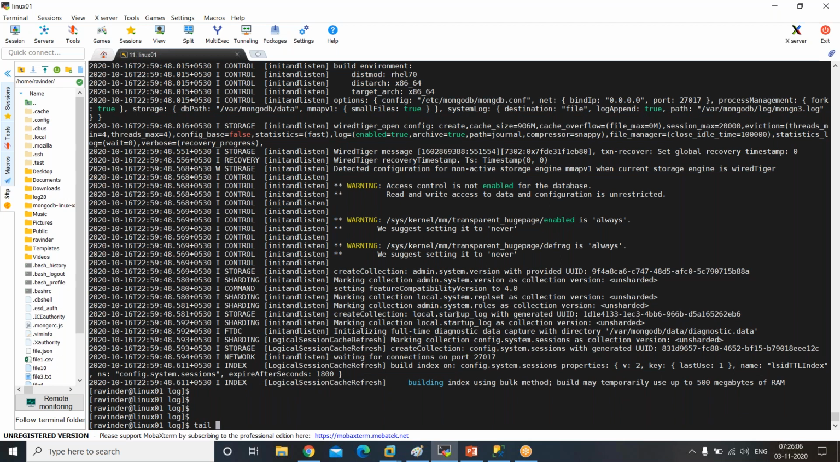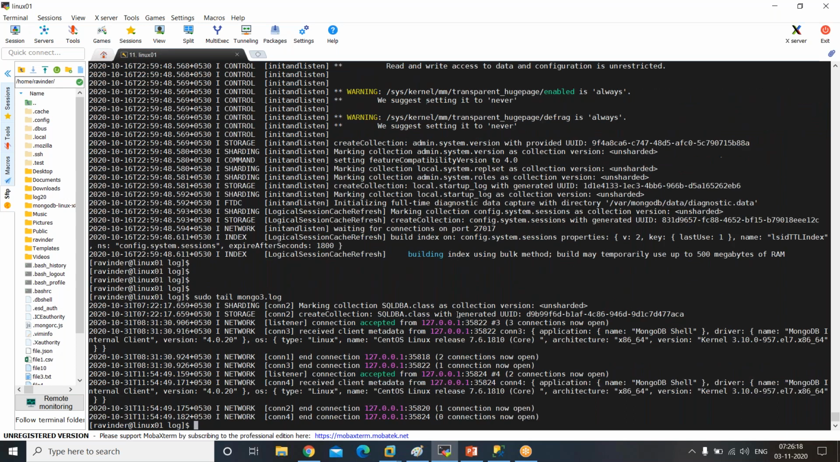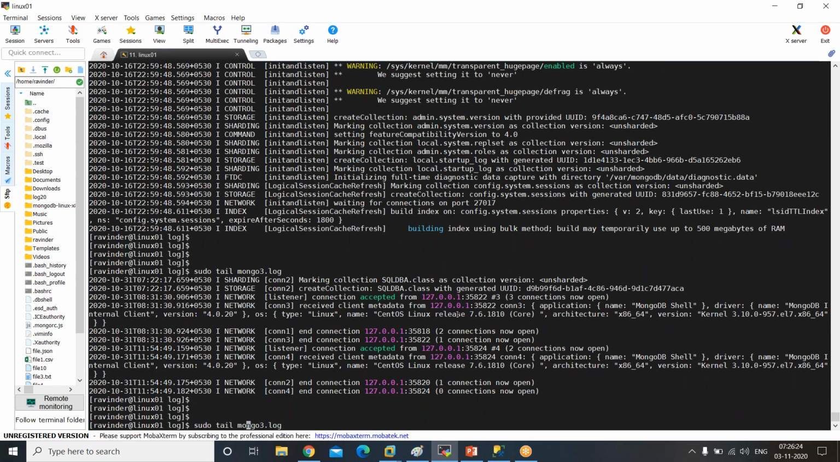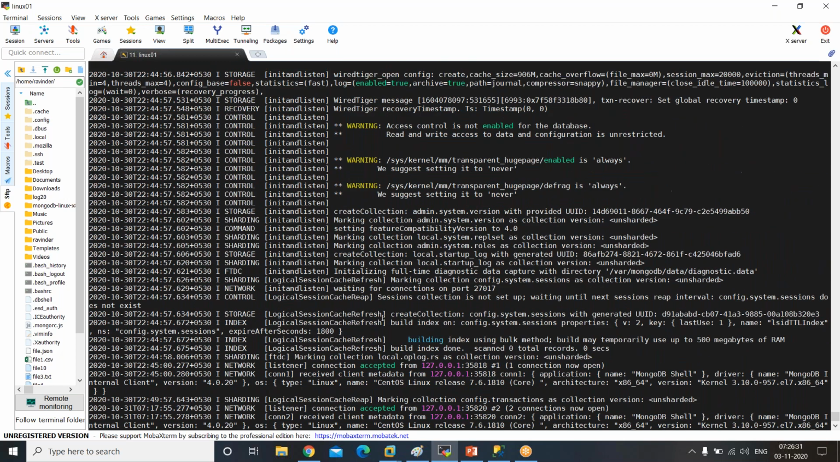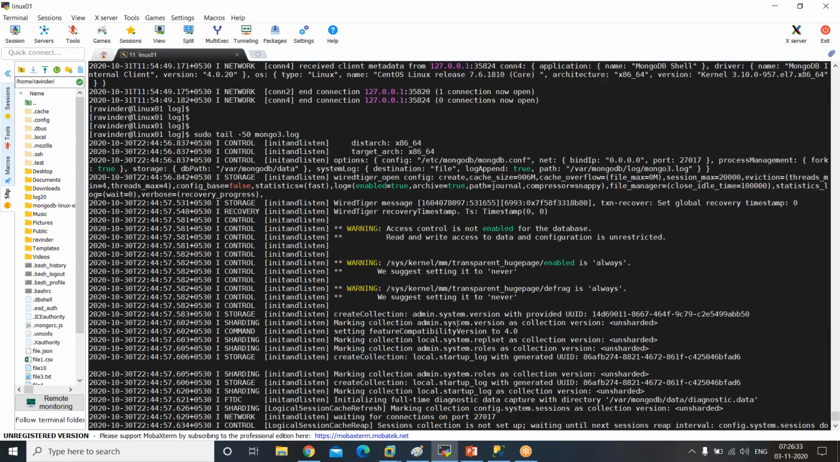So basically, if you don't give anything, sudo is mandatory again. Sorry, sudo is mandatory because I cannot read without my admin rights. Tail, if I'm reading this, will show you the bottom 10 lines by default, at the end of the file. Basically, we read 50 lines or 100 lines most of the time, to troubleshoot the Mongo issues. If I go here, the bottommost 50 lines are loaded for us.